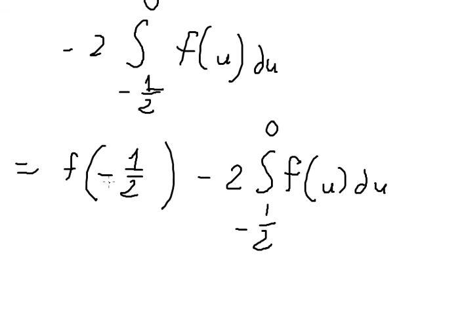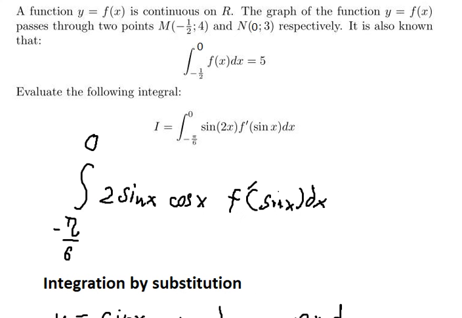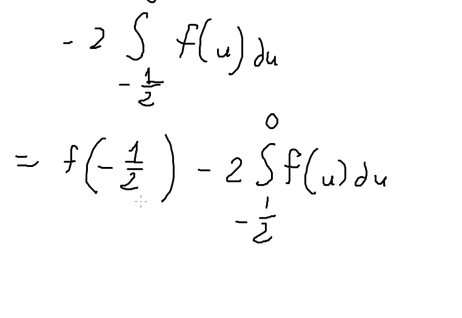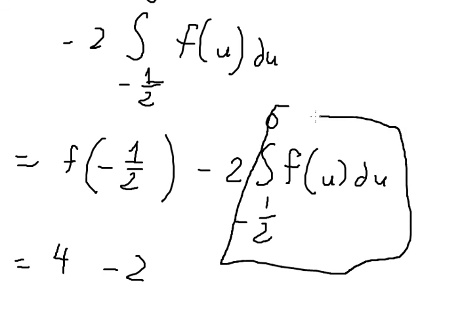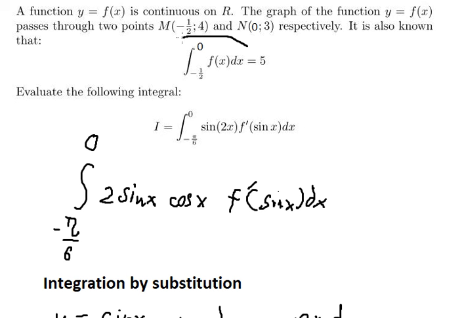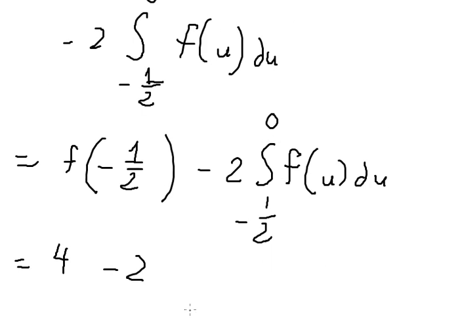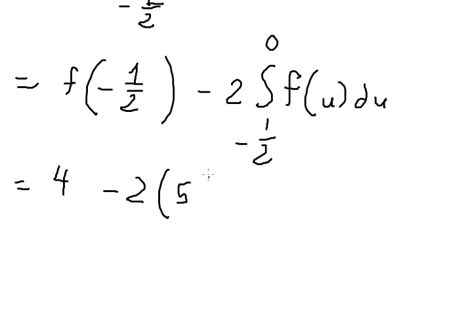So we know that f of negative 1 over 2, that's this value in here, because this function goes through 2 points, so that's the m. So f of negative 1 over 2, you got 4. So this one, that's 4 in here. About this one, that's this one. So we have 5. We calculate this one. We got negative 6.